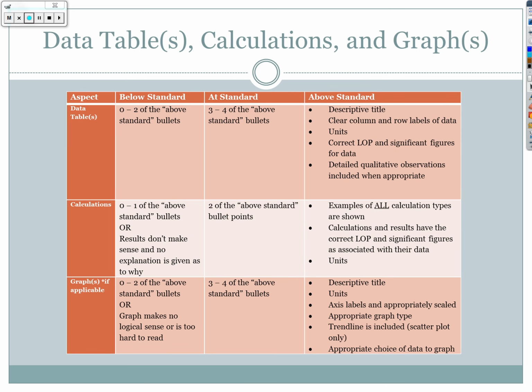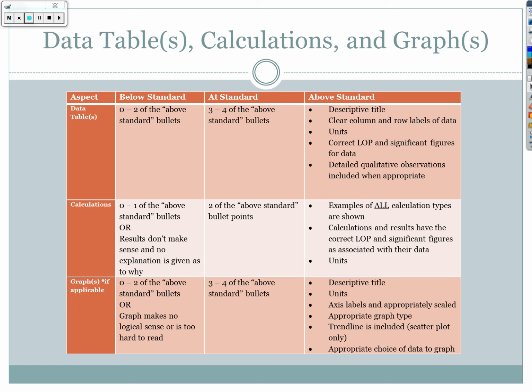So data tables, calculations, and graphs. Data tables, to be above standard, they need to have a descriptive title, clear column and row labels for the data, units, correct limit of precision and significant figures for data, and detailed qualitative observations included when appropriate. Being at standard meets 3 to 4 of the above standard bullets, and being below standard only meets 0 to 2 of those bullets.